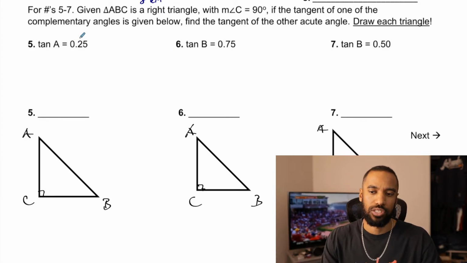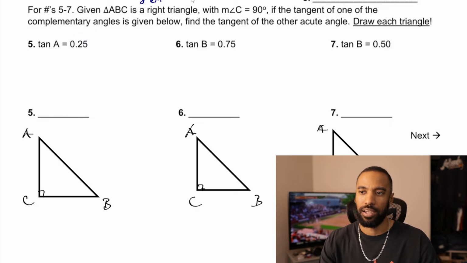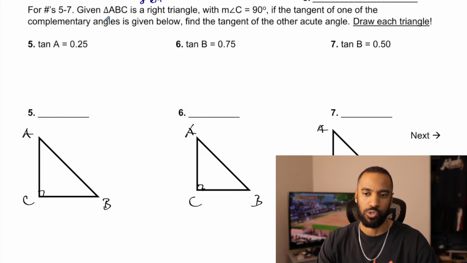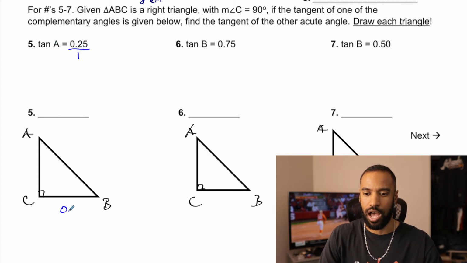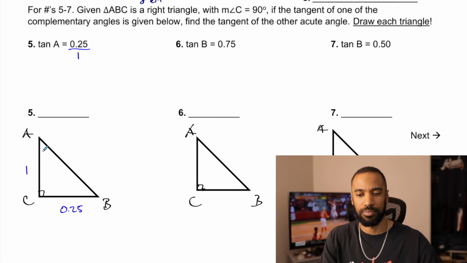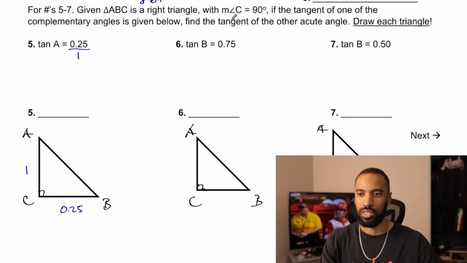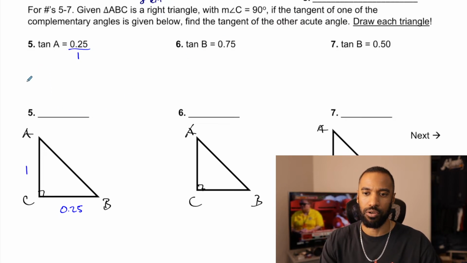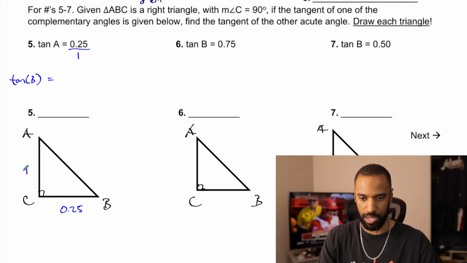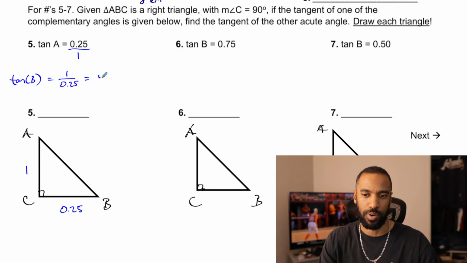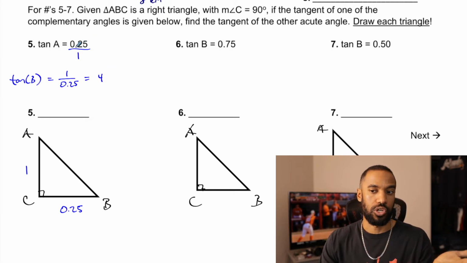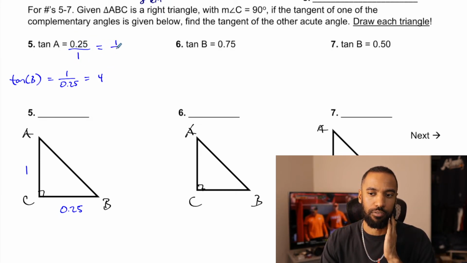Tangent of A is 0.25. So there are a couple ways we can look at this. The way I mostly want to look at it is the ratio itself. 0.25 is 0.25 over 1. So you could say the tangent of A is opposite over adjacent like this. So then they're saying find the tangent of the other acute angle. So we've got to find tangent of B. So tangent of B would be 1 over 0.25. And you could use a calculator to find that. I can tell you right now it's going to be 4. One other version you could do of that, obviously 0.25 is 1/4.